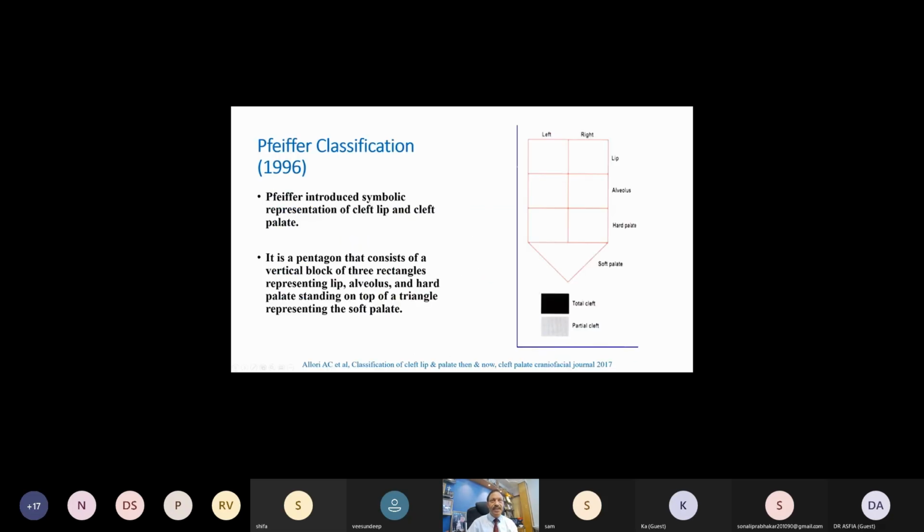And Pfeiffer classification, he made a pictorial diagram, introduced a symbolic representation of cleft lip and cleft palate. It's a pentagon that consists of a vertical block and a block of 3 rectangles on either side, and on the top a triangle which represents the soft palate. So this is hard palate, alveolus, and this is lip. So in either side.